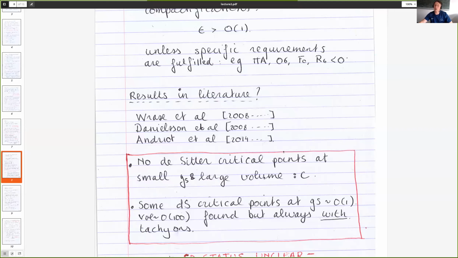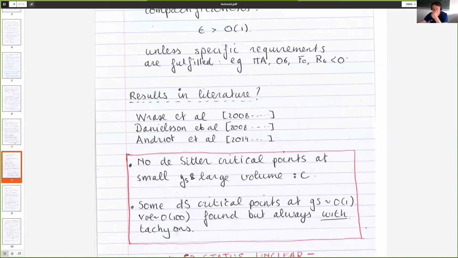So this is bad news. We found de Sitter critical points, which the first time I did this, we were amazed: wow, we actually have a classical de Sitter solution. But then you look into the details and we found that g_s is order 1, the volume is only order 1, so you should never trust this as a string theory solution.